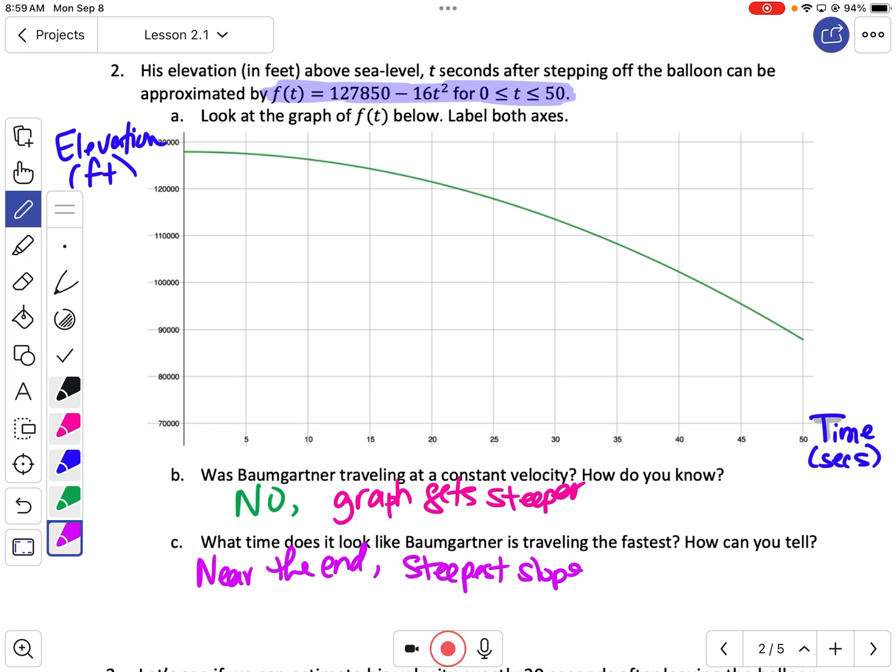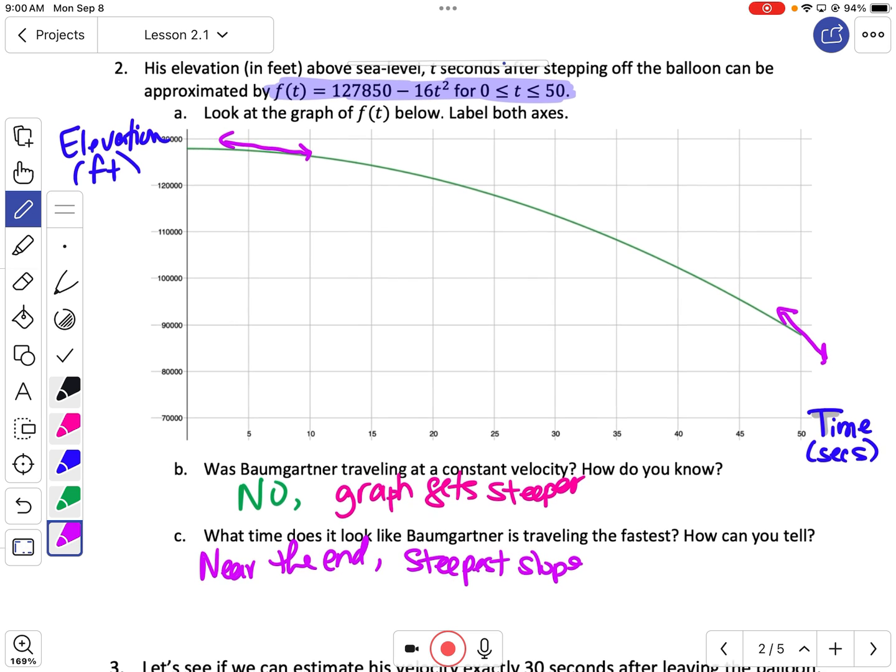If we look at the slope of the graph where he first steps off the balloon, there it is. But if we get over here, it's much steeper. That graph has a much steeper slope. Then they asked me to do some calculations, and here's where we're going to use that equation they gave me up there at the top. It's a lot, but it's all good.